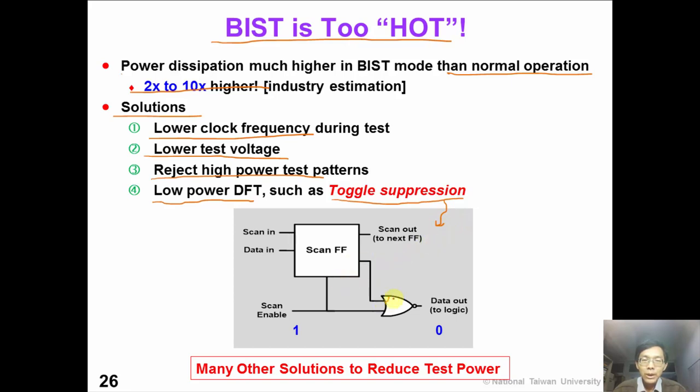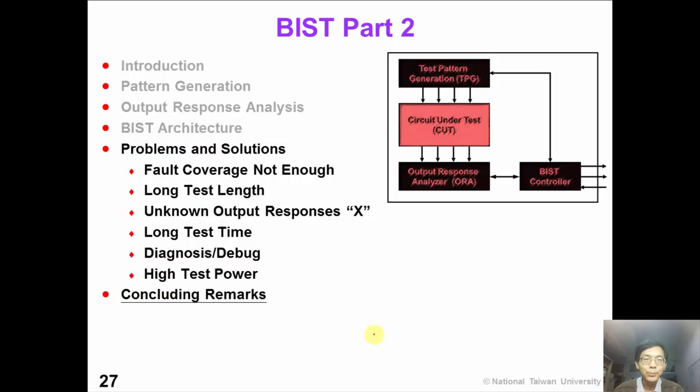In this DFT, we have an extra NOR gate inserted between the scan flip flop and the logic. When scan enable is 1, the data output is tied to logic 0, so that there is no toggle when the scan chain is shifting. In this way, we can reduce the test power. Actually, there are many other low power techniques to reduce the test power, but we will not discuss them in detail in this video. Finally, we will conclude the BIST chapter.